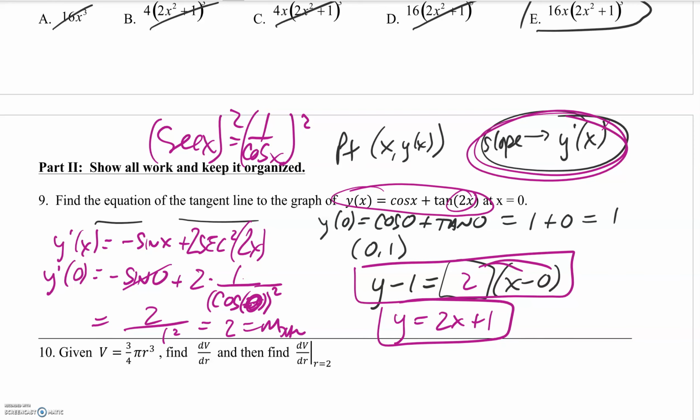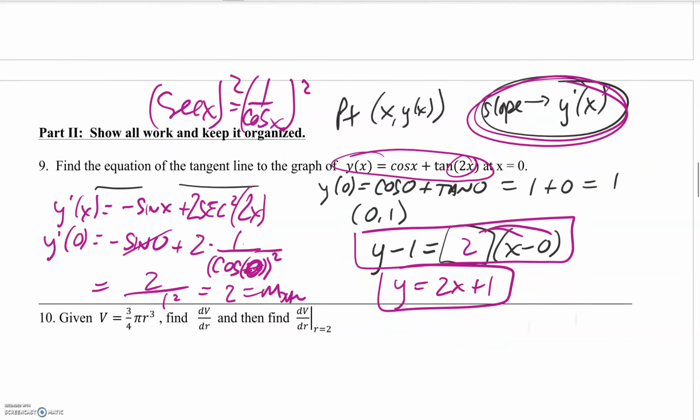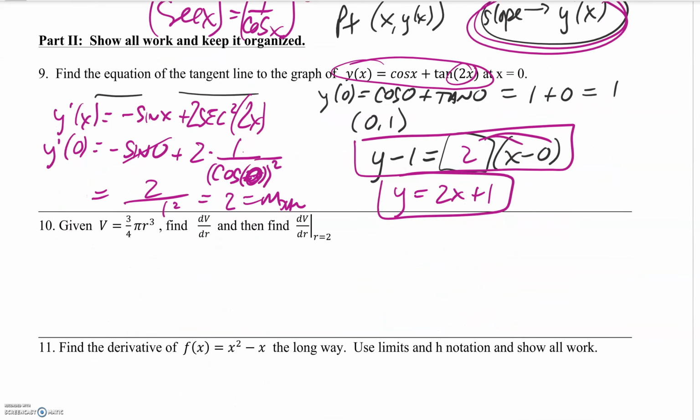All right, just double checking. I want to see if I get the same answer as before. I did. All right, that's it for number 9. All right, next week.